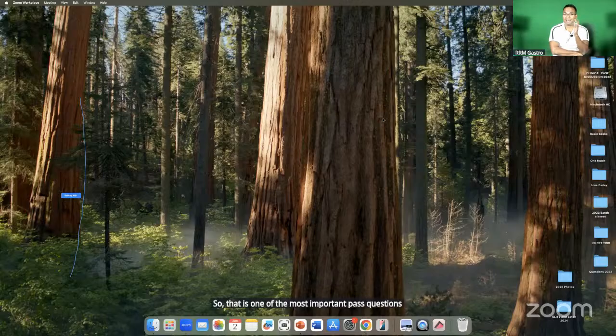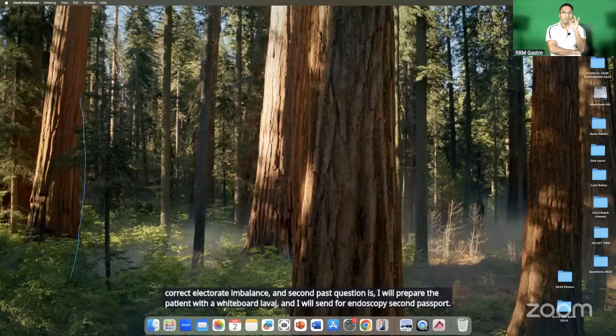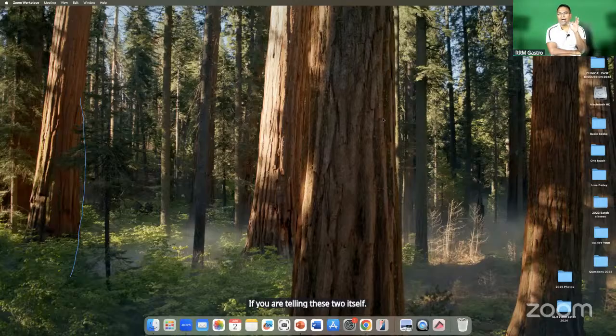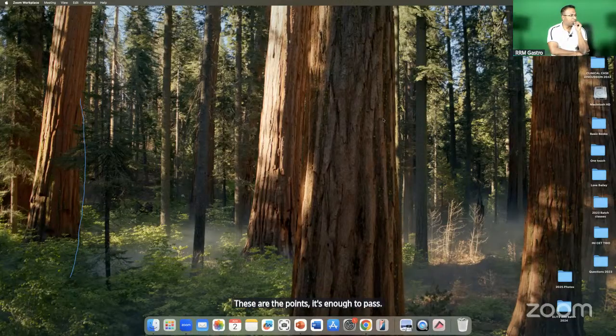I will immediately correct the electrolyte imbalance. The second pass question is that I will prepare the patient with a wide bore lavage and send for endoscopy. If you are telling these two itself, you are passed. The third pass question is if it is inoperable, I will go for palliative GJ. If operable, I will go for D2 gastrectomy. That is enough to pass. So these very basic questions you should not forget.